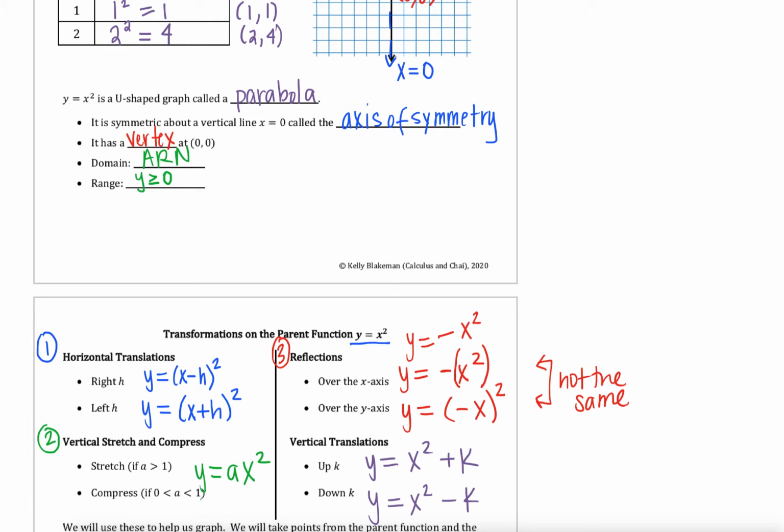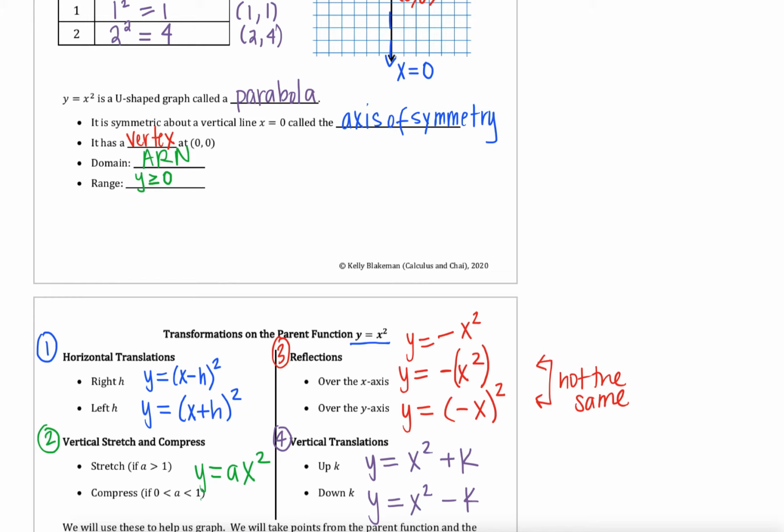Then our last type of transformation is our vertical shifts, which is our up or our down, and that happens outside the function, and that's when we're adding k or subtracting k. So our transformations are still the same that we learned in our last unit, but we're now just applying them to a different parent function of y equals x squared. Just like in our last unit, we're going to use the transformations to help us graph.